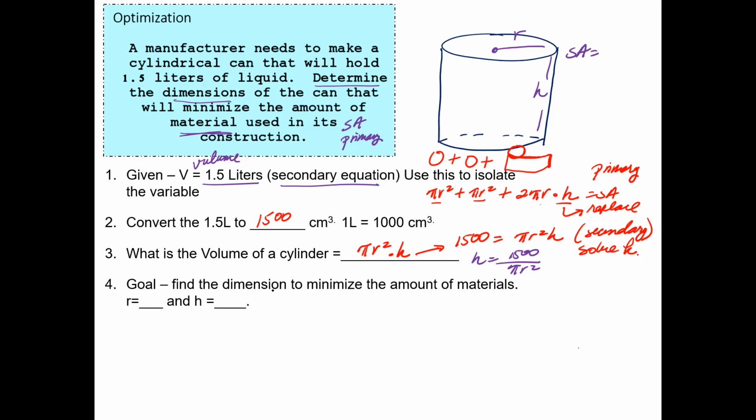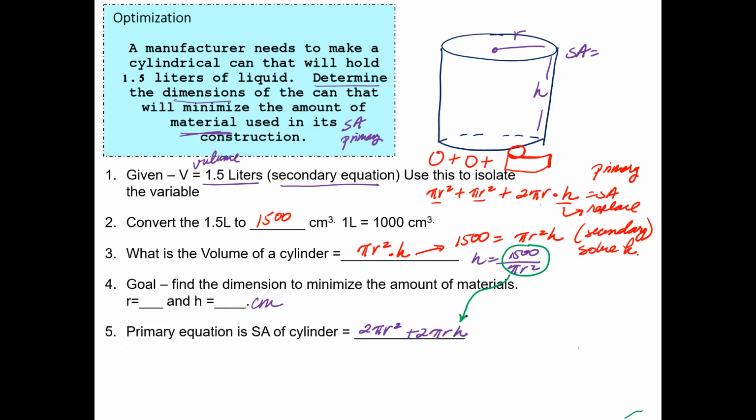All right, so the goal is to find the dimensions to minimize the amount of materials. I have to figure out what my R is and my H is, and remember this is in centimeters. The primary equation of the cylinder is going to be 2 pi r squared plus 2 pi r h. Then I'm going to take the h that I just found, substitute it into the primary equation, so that I have just one variable. So the surface area formula is going to be 2 pi r squared plus 2 pi r times the height, which is 1500 divided by pi r squared.